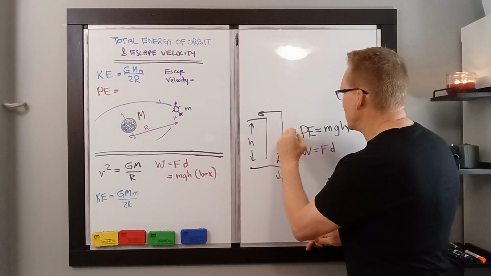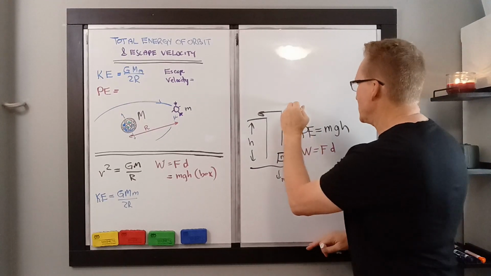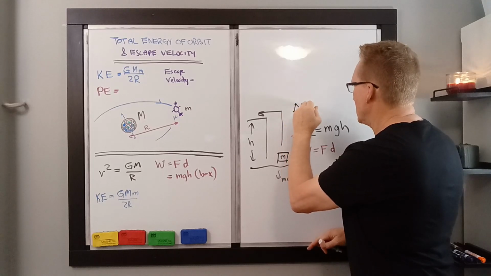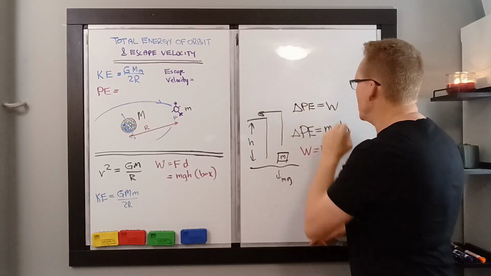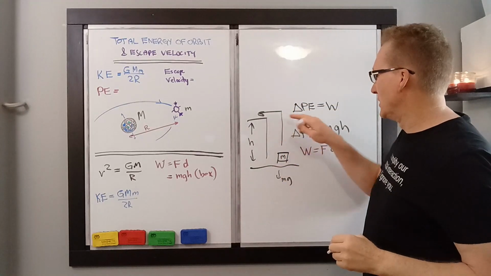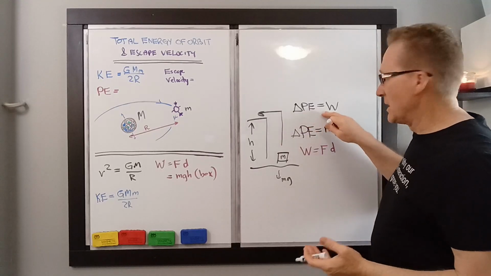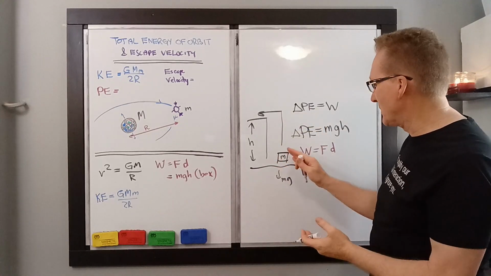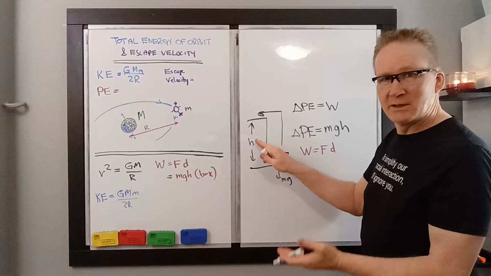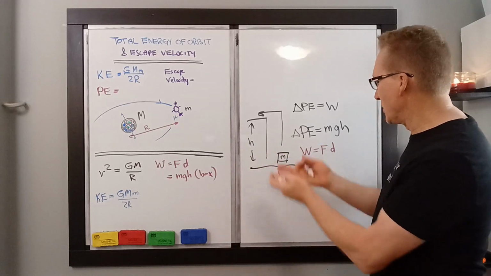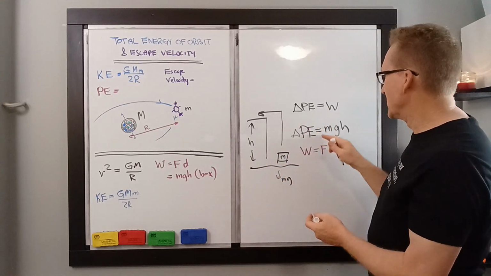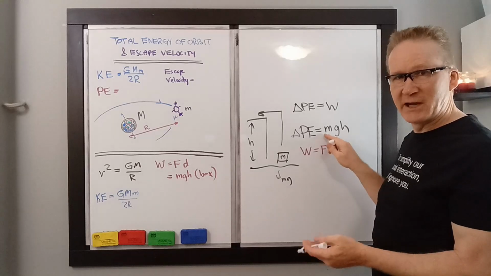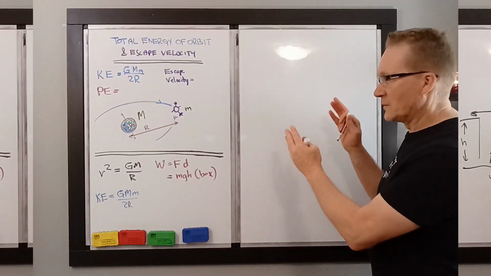So we should really call this delta PE. The change in potential energy is going to be equal to the work that you do to get it from here to here. And this is positive work because you're pushing in the same direction as your vector movement of h. Since h moves upward and your force is upward, that's positive work. Hence, there's a positive change in potential energy. I just erased this here for a second.